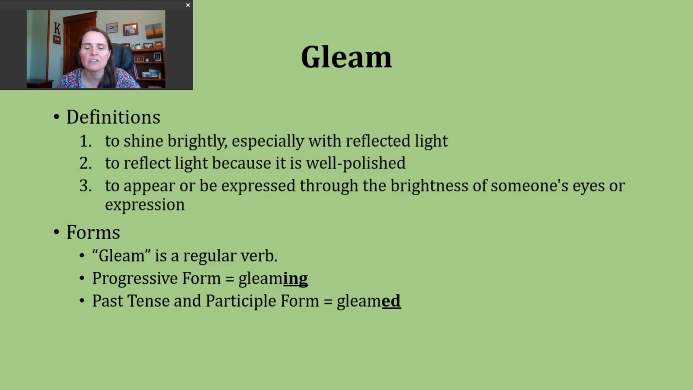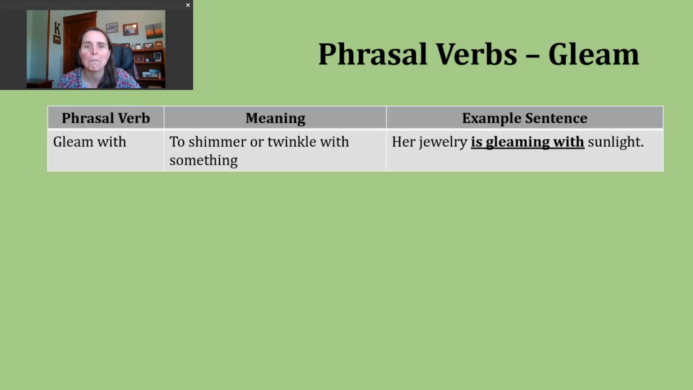Okay. Now there is a phrasal verb that we might encounter. Let's see if we can take a look at that phrasal verb. There we go. And that phrasal verb is to gleam with. This can mean that something is shimmering or twinkling with something else. An example of this: Her jewelry is gleaming with sunlight. Right? So again, imagine some bright sun hitting something and really making it sparkle or twinkle more so than it might already be doing.